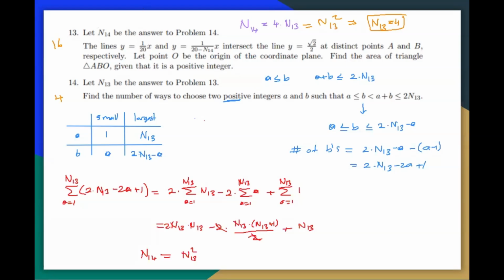Okay, so 13, or do I do it the other way around? Let me double check. So 13 was 4, and it says N of 13 is the answer to problem 13. Oh, I think I just did that. So that would be really bad if I did this. Okay, so then this guy should be 4, and this guy should be 16.